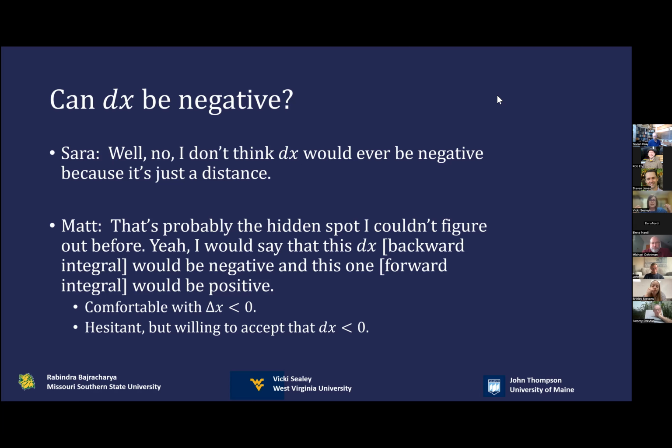Matt knew something should be negative and couldn't figure out what until the very end of the interview. He says, that's probably the hidden spot I couldn't figure out before. Yeah, I would say that this dx in the backward integral would be negative, and this one in the forward integral would be positive. I also want to note he was really comfortable earlier on in the interview talking about delta x having a sign, but had never thought about dx as having a sign or not.